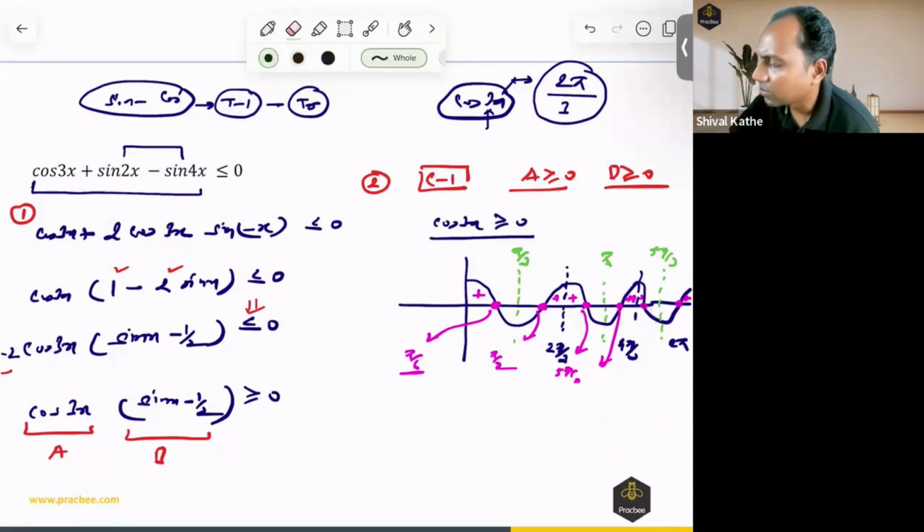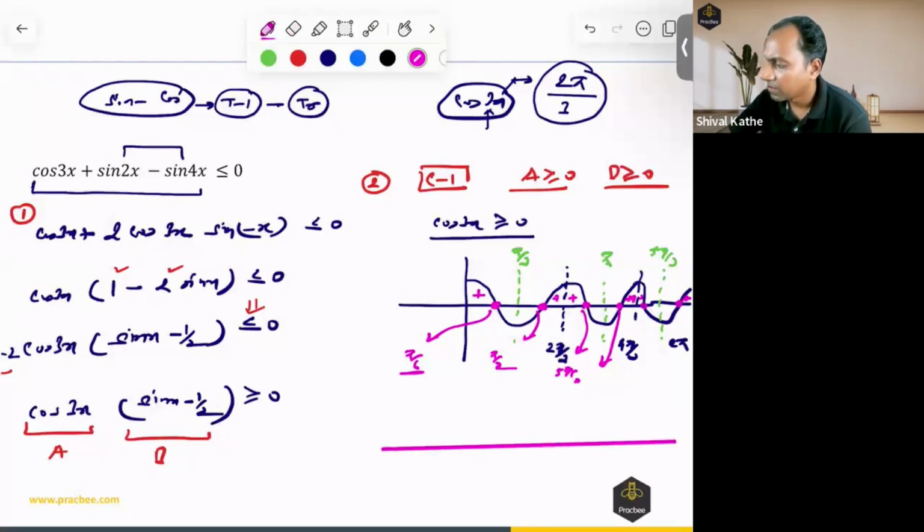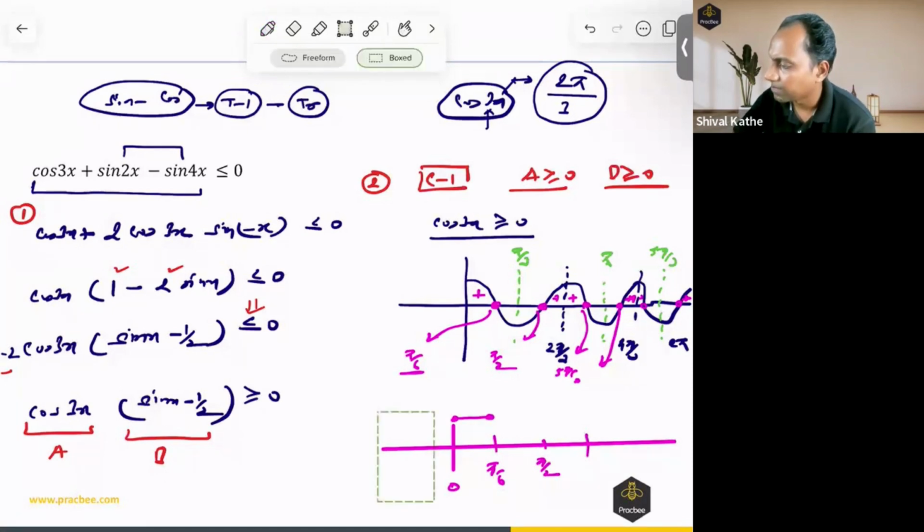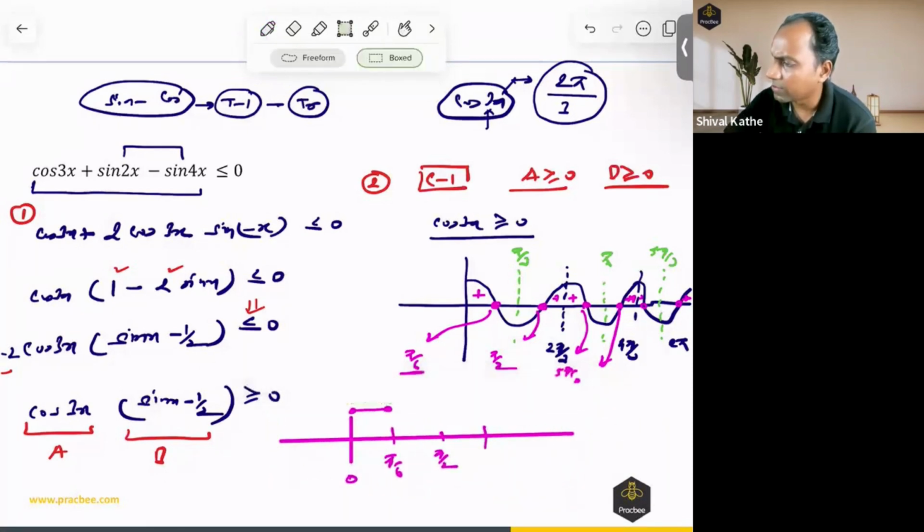So let me write them down in a much cleaner manner. What I can write now is basically where it is going to be positive. The first interval that we figured out was 0 to pi by 6, where this will be greater than or equal to 0. And then the next point came out to be pi by 2. Again, this became pi by 2, this became 5 pi by 6.